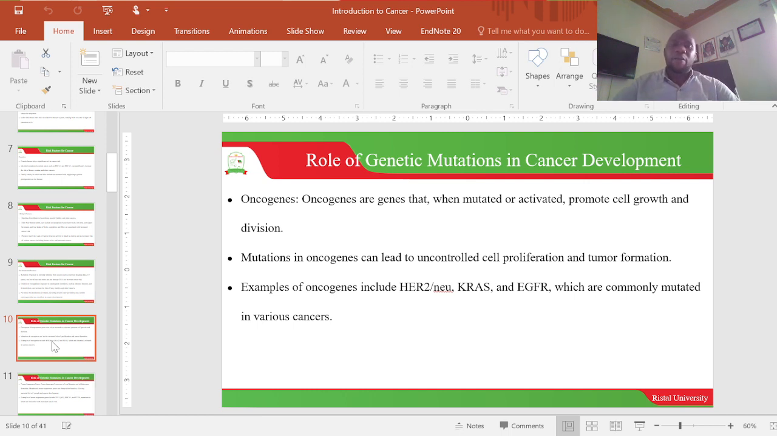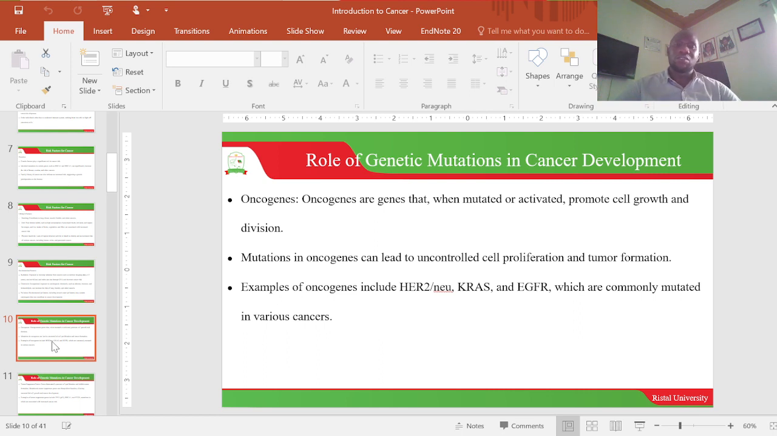proliferation. Now the oncogenes are genes that, when they have been mutated or activated, promote cellular division and growth. So that means that oncogenes, when they become active, promote cellular growth. And therefore, if you have mutations, which are basically changes in the genetic material, the genes and the chromosomes, often mutations come from the radiations that we talked about. So mutations in the oncogenes mean that we are going to have uncontrolled cellular proliferation and tumor formation.